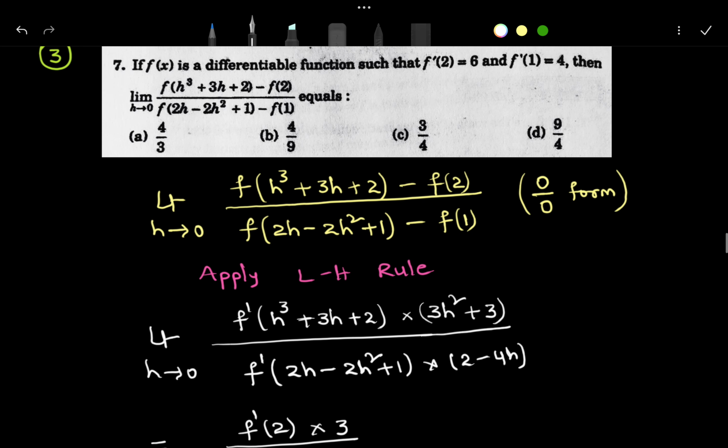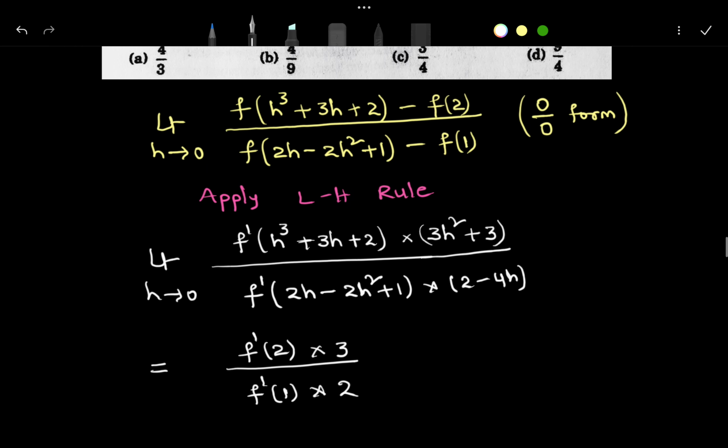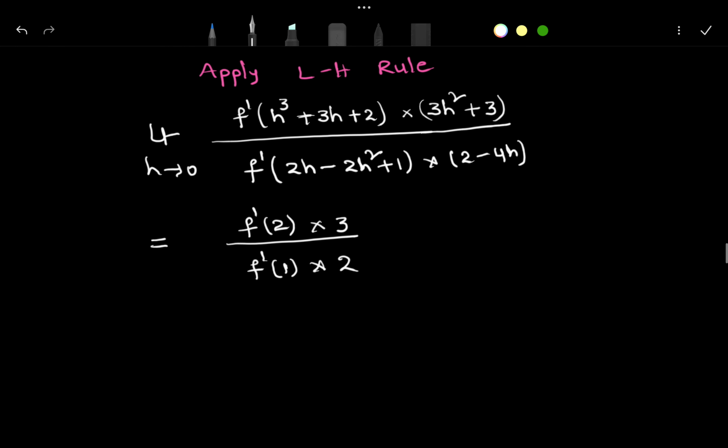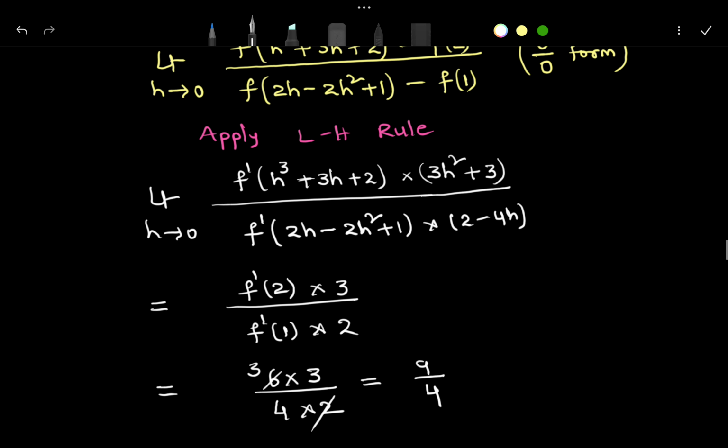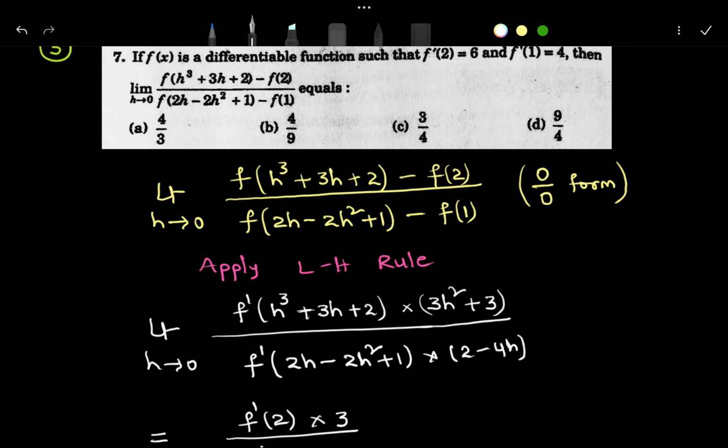So already in the question f dash of 2 is equal to how much? That is 6. f dash of 1 is equal to 4. So here you can write this value is equal to 6 into 3 whole divided by 4 into 2. So here you see 2 will cancel, that is 3 times 3 will be 9 by 4. Okay, I hope this is clear to all of you. So what is the right answer in this question? D is the correct answer.